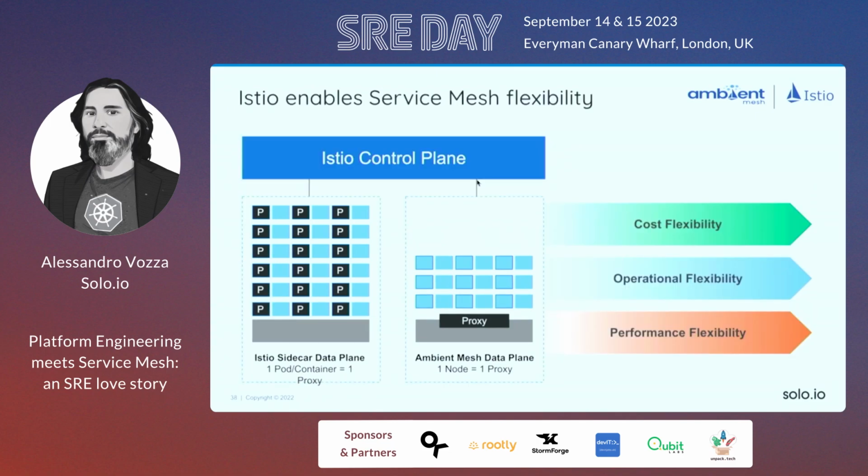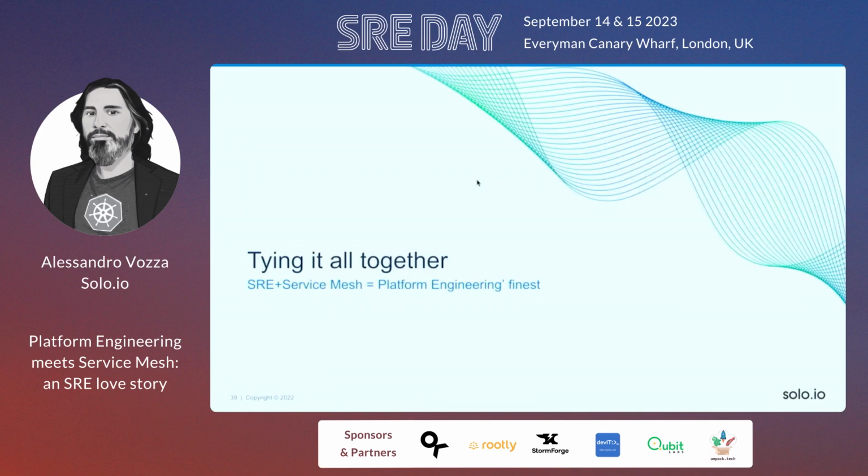It's exactly the same thing. You get exactly the same APIs, the same features of Istio. It's just a new way of deploying. You have way fewer proxies than in the old sidecar model, but all the features are there, all the advantages are there, all the improvements are there. So let's tie it all together.